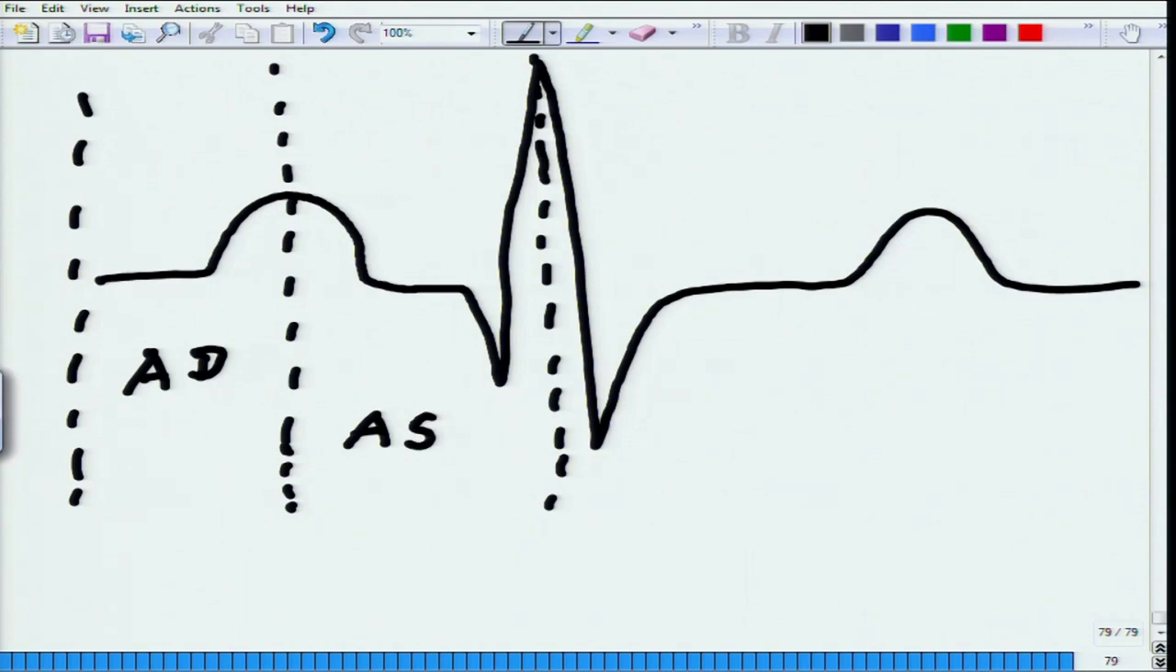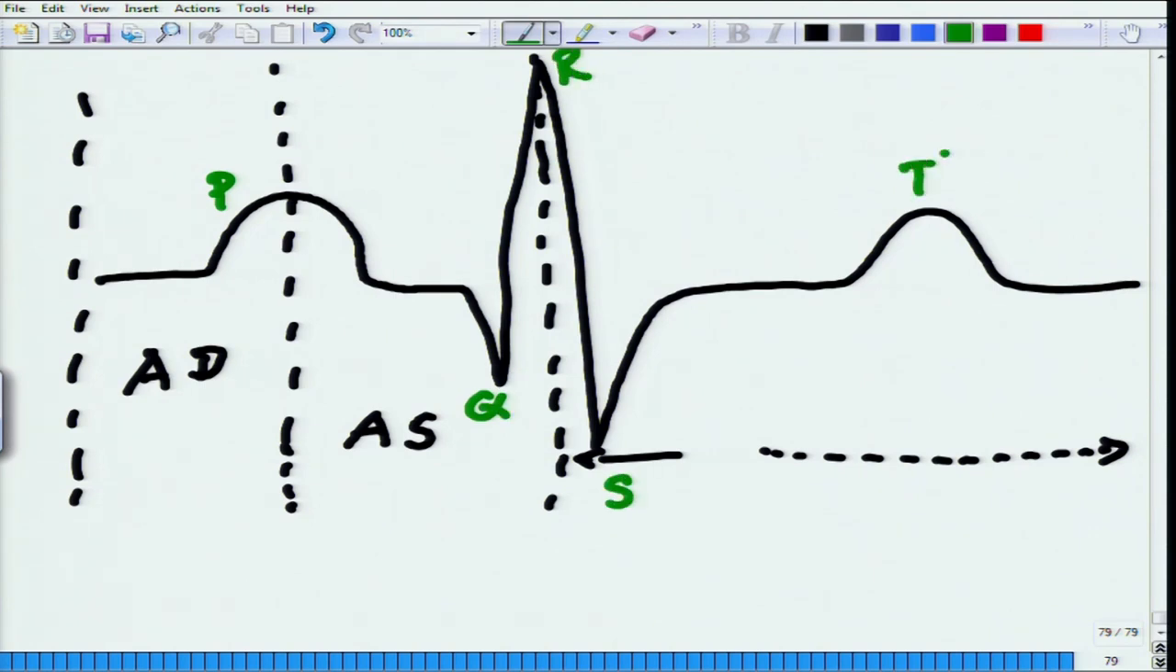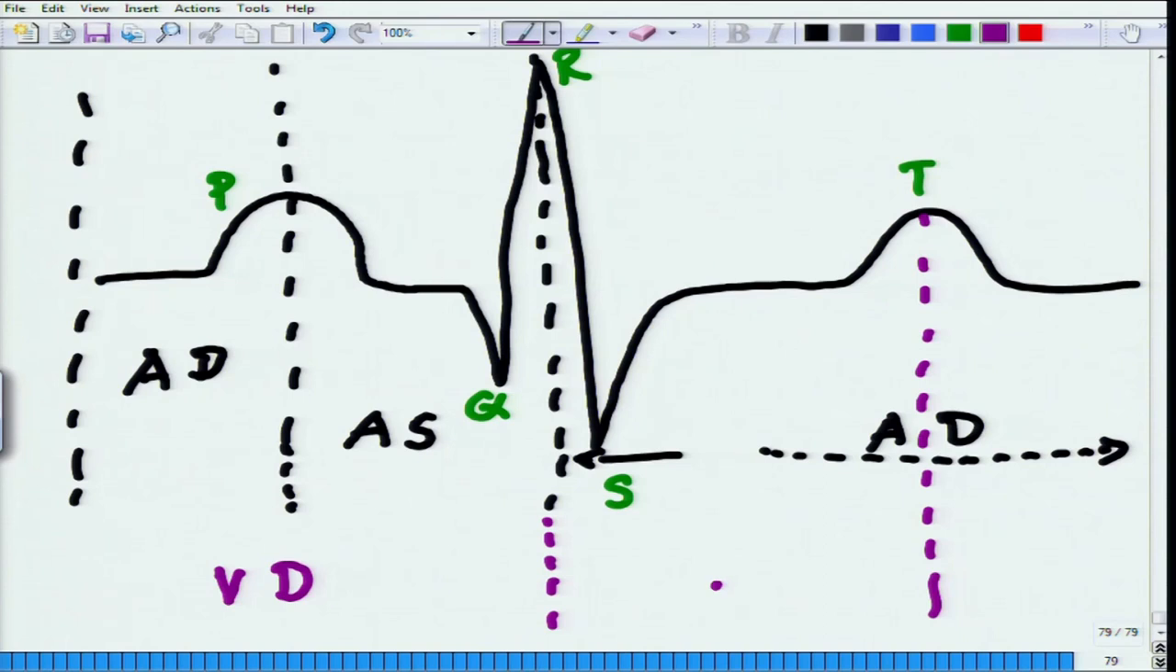Then again from here starts your atrial diastole, till the next P starts. So this is P, let me mark it, this is P, this is the QRS complex and this is T. Till the next P starts, again we are in the atrial diastolic phase. On the other hand, if I see what is happening in terms of the ventricular diastole, this is the ventricular diastole phase and this one continues. Then this is the ventricular systole phase and again the ventricular diastole phase.